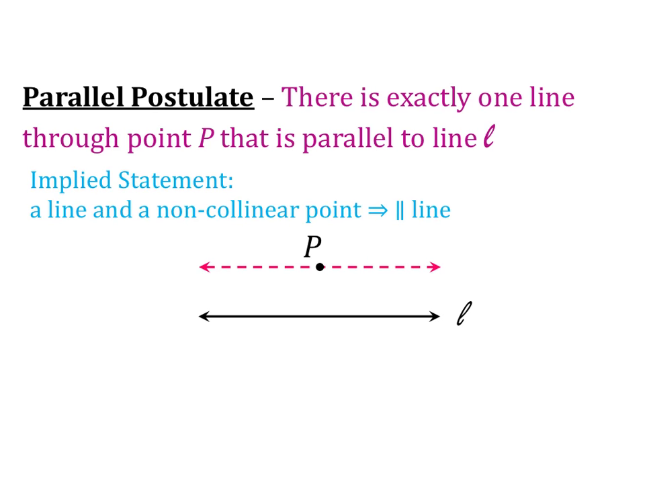All right, so that takes us to our parallel postulate. Our postulate is that there is exactly one line through point P that is parallel to line L. In other words, a line and a non-collinear point implies parallel lines. So if there's a point not on a line, then there exists a line through that point that is parallel to the given line. That's our parallel postulate. So write down your implied statement, a new one to memorize.